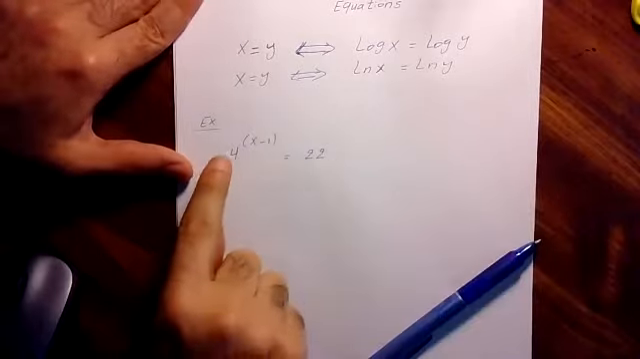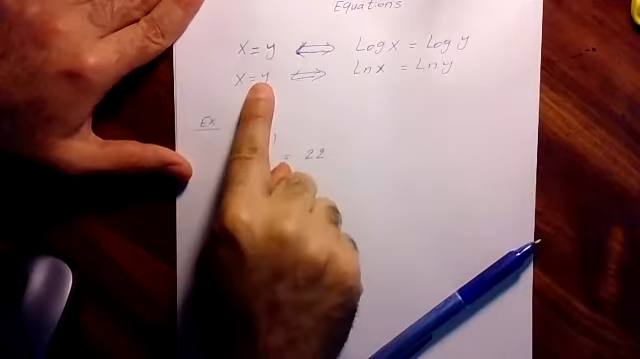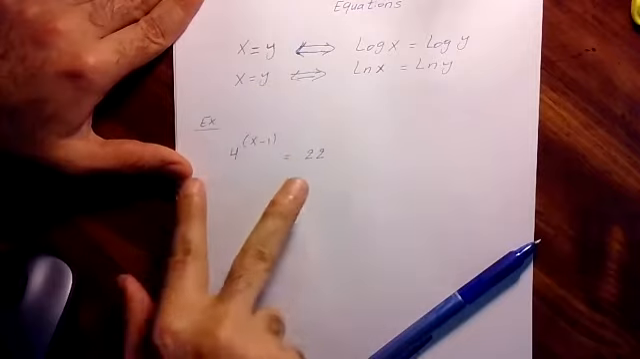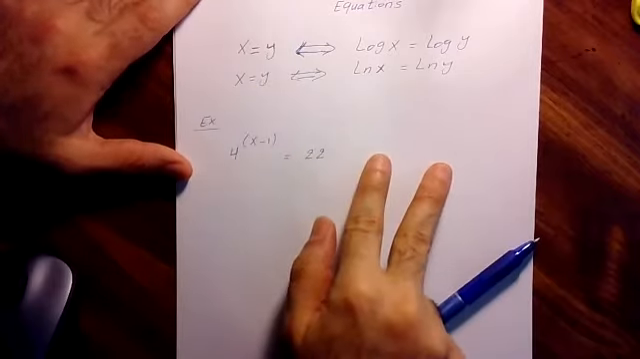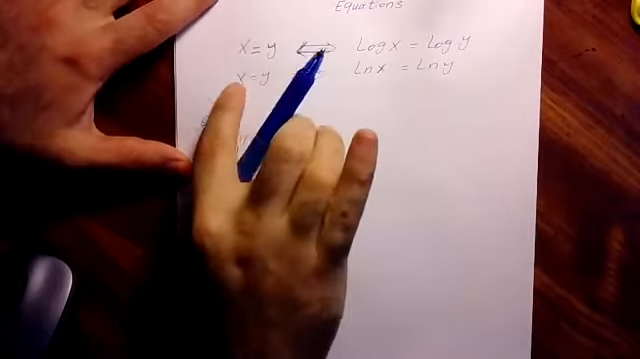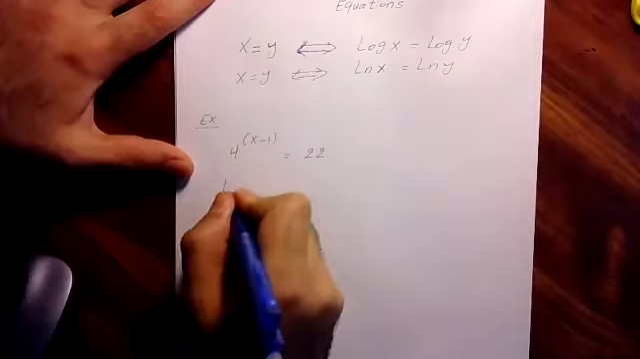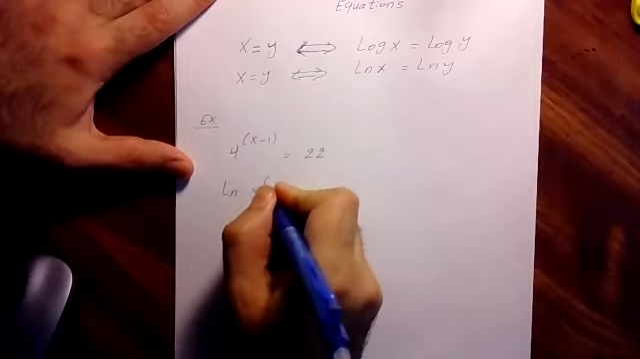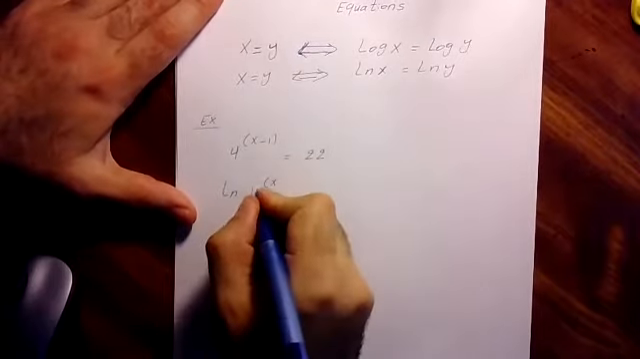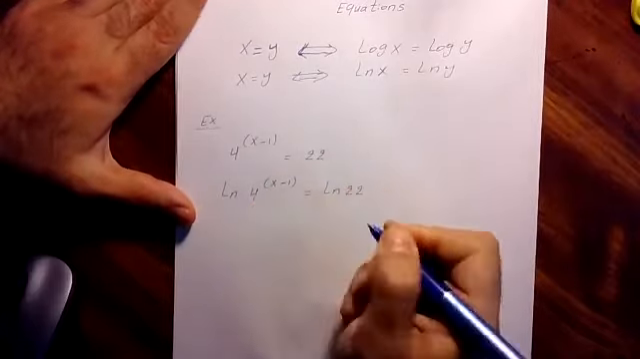So the first thing, check: this part is the x, and this part is the y. Everything here is the x, and everything here is the y. That means I can take ln to both sides. So let's take ln to both sides. I'm going to use this rule and take ln to both sides. So it's going to be ln of 4 to the exponent x minus 1 equal ln of 22.